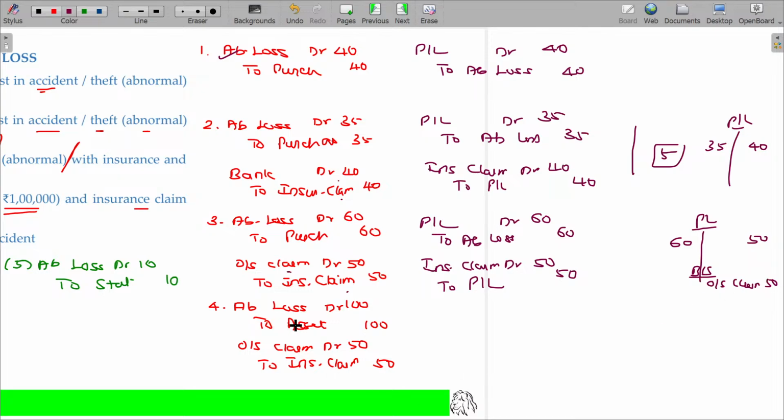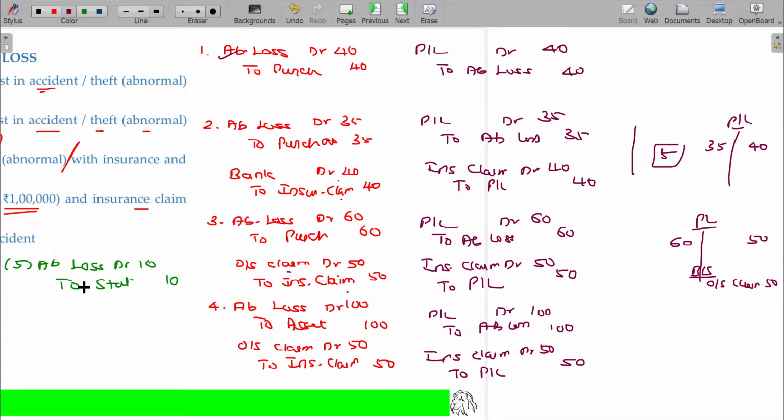The fourth one, abnormal loss upon debit to asset. And this abnormal loss will be transferable to the P&L account: P&L account debit to abnormal loss, the value being 100. Insurance claim receivable can be transferred to the P&L account's credit side, insurance claim to P&L account, the value being 50. The value being 50. Is that clear?